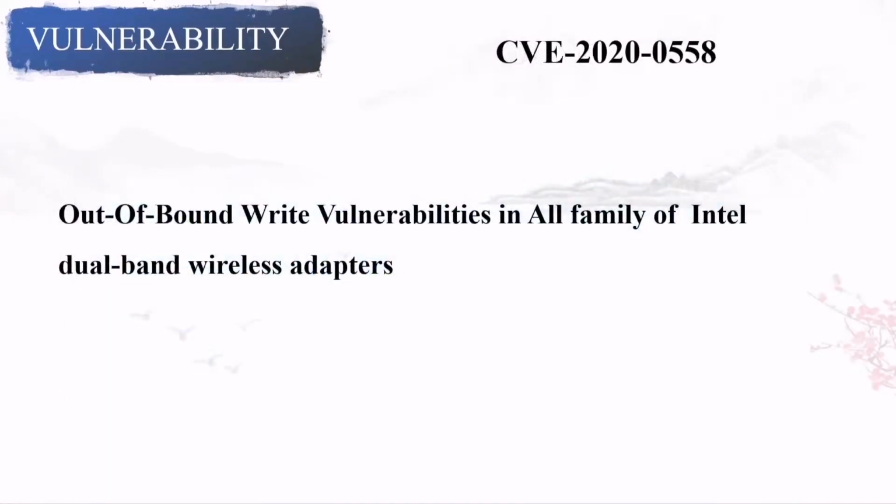The vulnerability exists in the Intel Windows Wi-Fi driver. It is a memory out-of-bounds write vulnerability. When the Windows system shares a mobile hotspot through this network adapter, the attacker can trigger the vulnerability as soon as contacting it, causing the system to blue screen.